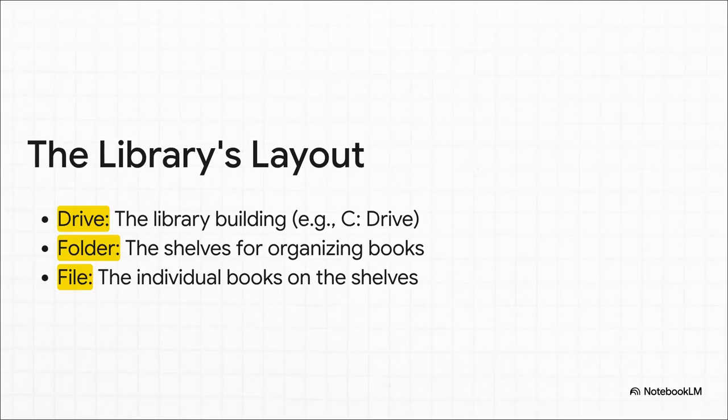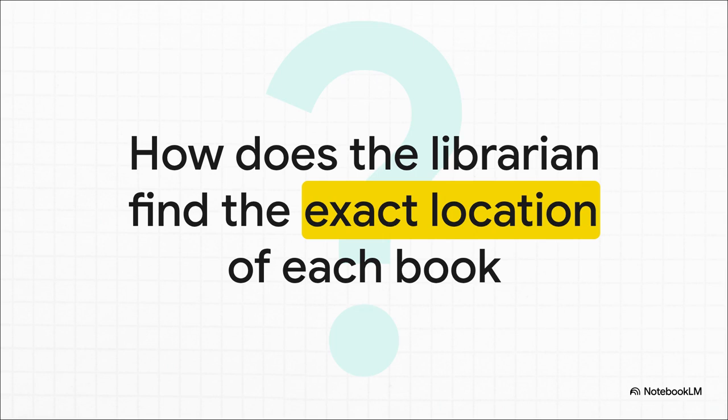Now, on the surface, this is the stuff you already know, right? We see the main drive, like your C drive. That's the library building itself. Then we create folders, which are just like shelves for organizing everything. And inside those folders are our files, the individual books on the shelves. Simple enough. But that's just the stuff we can see. That's the nice, neat organization we interact with. The real question is, how does our librarian know the physical spot in that giant, messy warehouse where every single book is actually stored? This, my friends, is where the real magic happens.